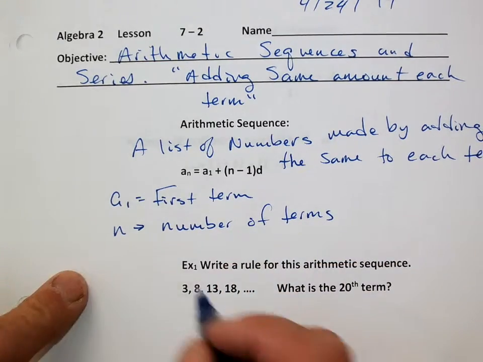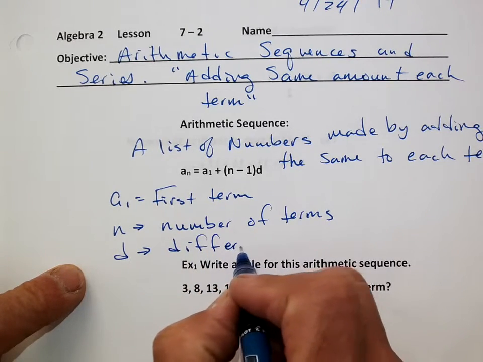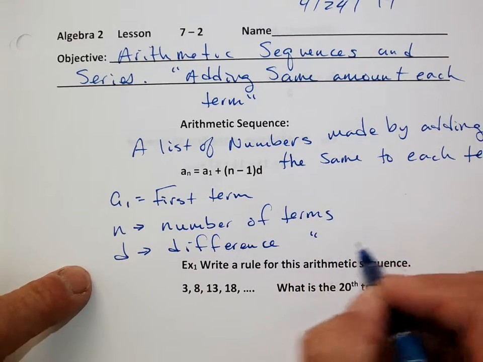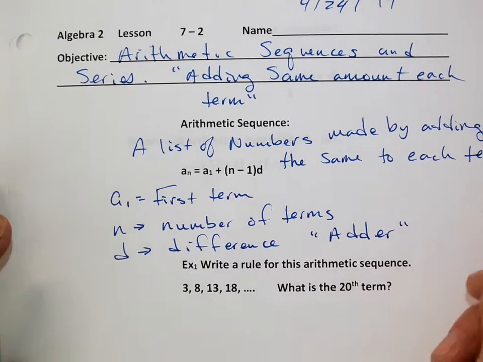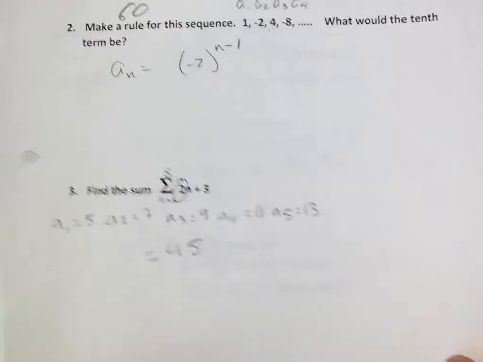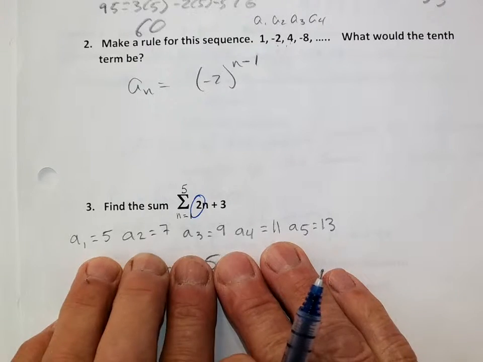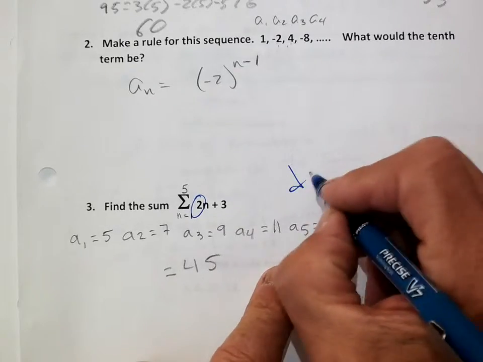Now, D is the difference. D is the difference. Let's call it, excuse me, Mrs. Hesse, forgive me, we're going to call it the adder. But you know what I mean by the adder. It's the number we're adding or subtracting each time. I know, poor English. I can't spell and I can't talk. Okay, so it's just the difference between each term, the thing that we add to each term. In this example, D would be 2, because I'm adding 2 to each term.